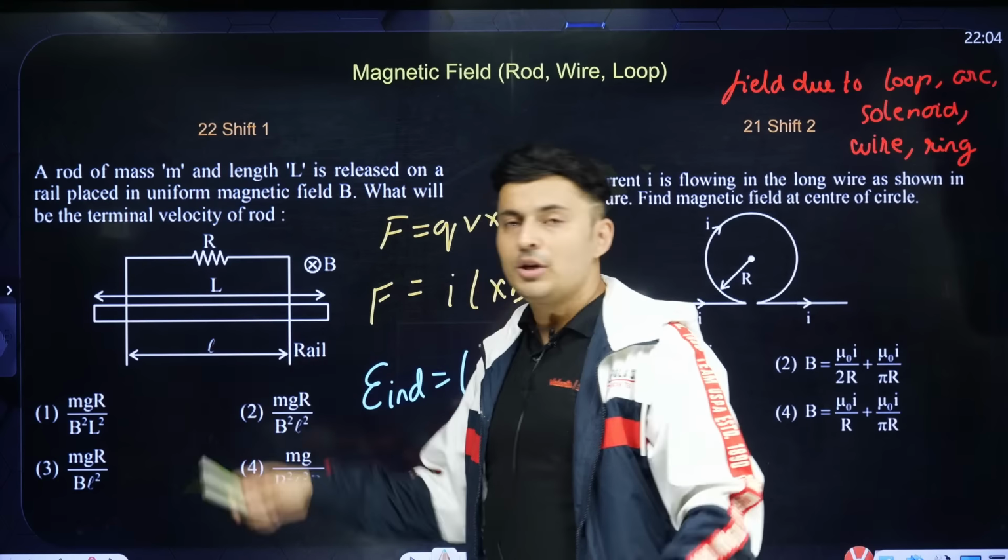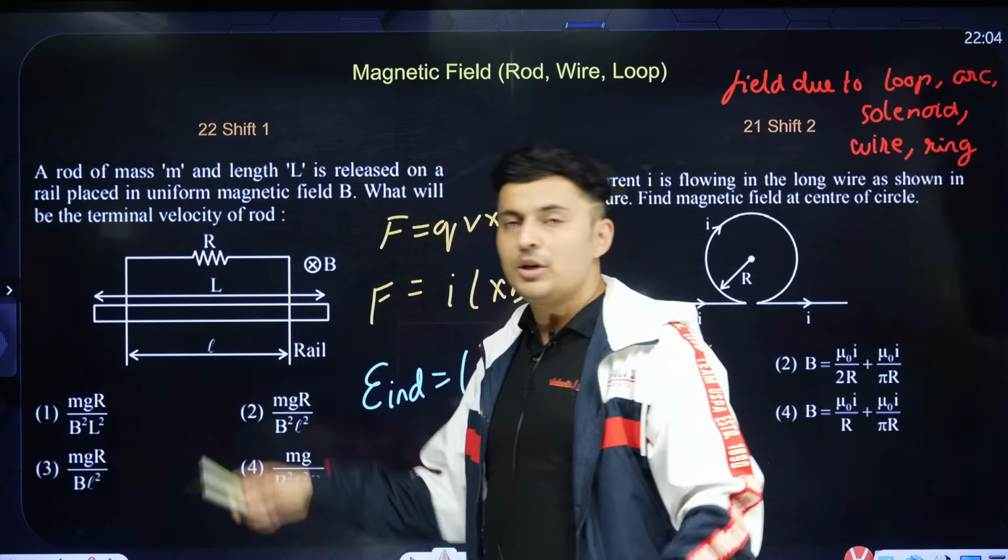You can see over here, it is moving with a constant velocity, meaning my external force is being balanced by my ILB force. Same thing, the diagram has been rotated over here, and over here my ILB force is being balanced by my mg force. Nothing else. Same questions, models are getting repeated again and again. This is the question on motional EMF, the same formula which I gave you over here, LVB.